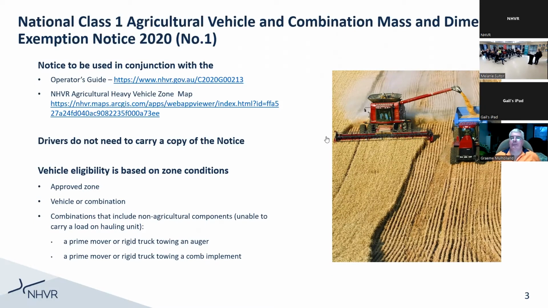The agricultural notice exempts heavy agricultural vehicles in combination from certain mass, dimension and vehicle standards in designated agricultural vehicle zones. This notice is to be used in conjunction with the operator's guide and the maps, and it's not a requirement for this notice to be carried with the vehicle. The operator's guide and zonal maps are live documents, and it's important that you review the guide and the zone map for any updates or network conditions on a regular basis.